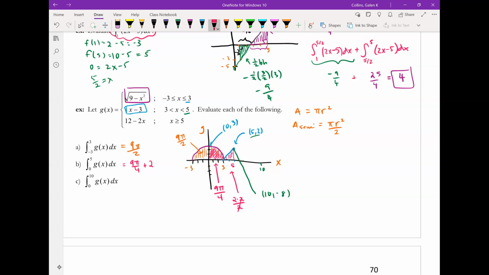we're asked to evaluate the definite integral from x equals 0 to x equals 10. And so we already know the definite integral from x equals 0 to x equals 5. We know that's 9 pi over 4 plus 2. So I could think of that I'm really adding like 9 pi over 4 plus 2, but I'm going to add that to the integral from 5 to 10 of g of x. Okay, so we still have a few more areas to figure out.